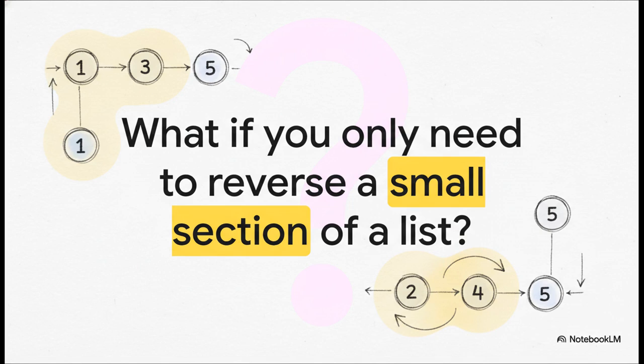Once you've got this down, it really opens the door to a bunch of other, more complex list problems. So here's something to think about. If you can reverse the whole thing using this logic, how would you adapt it to reverse just a small section in the middle? That's a great next step to challenge yourself with.